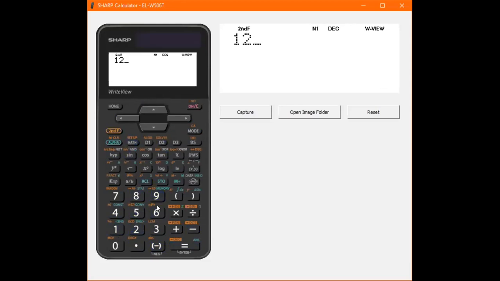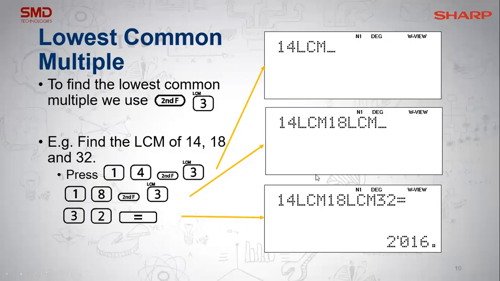So your second function and 3 will give you LCM, and we can just press 18. And again, as many numbers as you need. So this is a nice LCM, which is the same as LCD. If you are teaching algebraic fractions, we can talk through how we get the lowest common denominator, and we find the factors that go into all of them, and that multiply out as well. So here's all the steps for you.